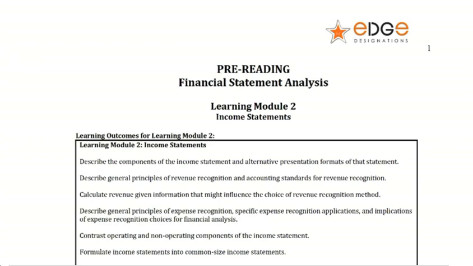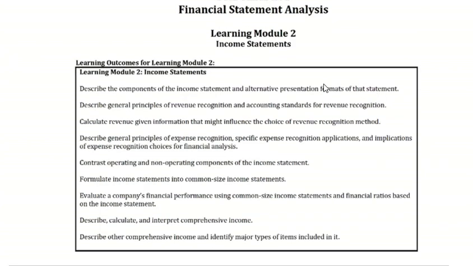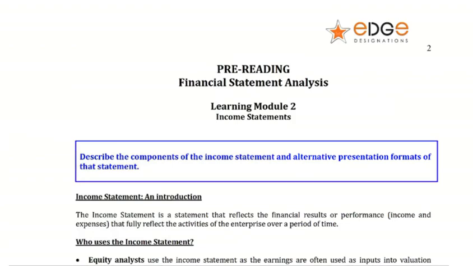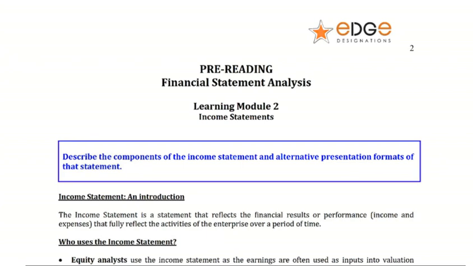The income statement is by far the biggest one of the three in terms of content that we've got to get through, and as per usual, we produce for you the learning outcome statements for learning module 2 over here on your front page. Let us get ourselves going straight away with learning module number 2, income statements.